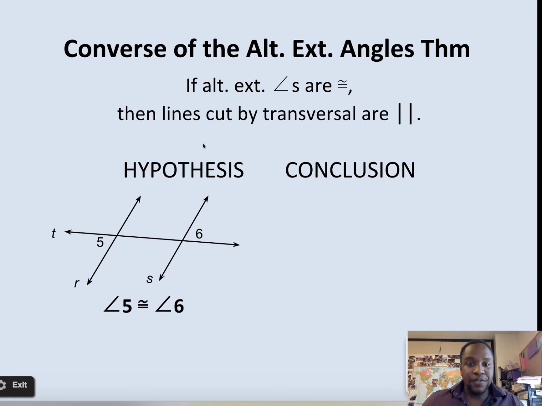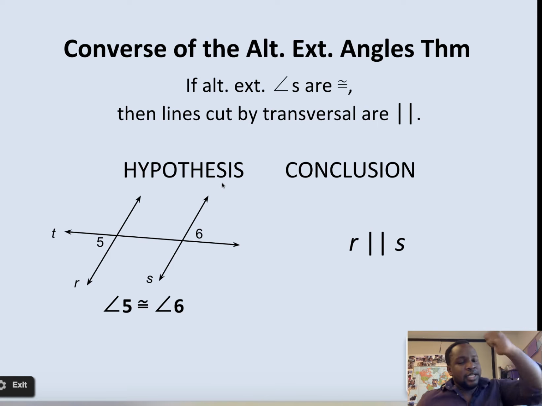Next one, converse of the alternate exterior angles theorem. If alternate exterior angles are congruent, then the lines cut by the transversal are parallel. So you can say if alternate exterior angles are congruent, then the lines are parallel. Okay, so if we're saying that 5 and 6 are congruent, then we can conclude that R and S are parallel. So the conclusion for the converse ones is that the lines are parallel.